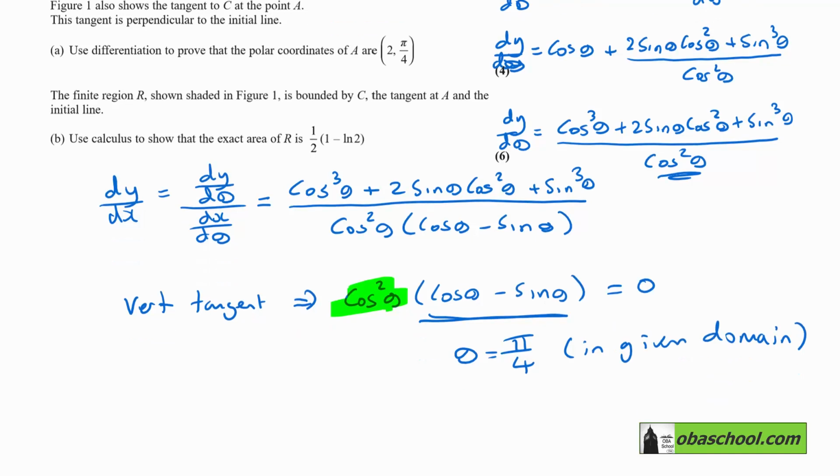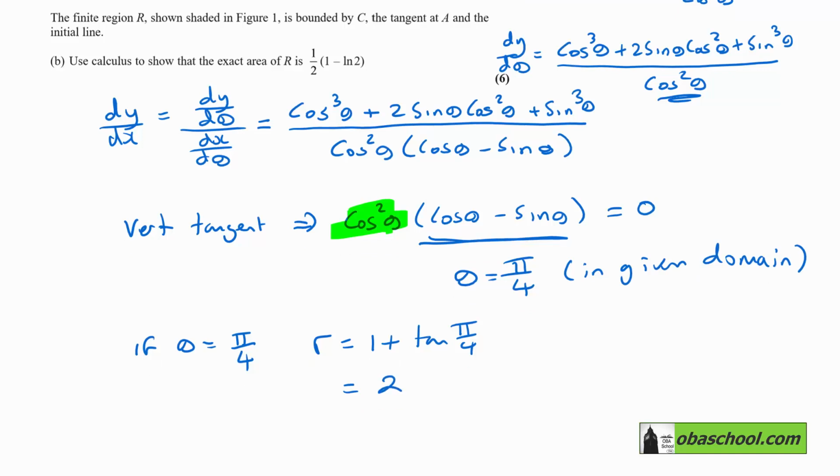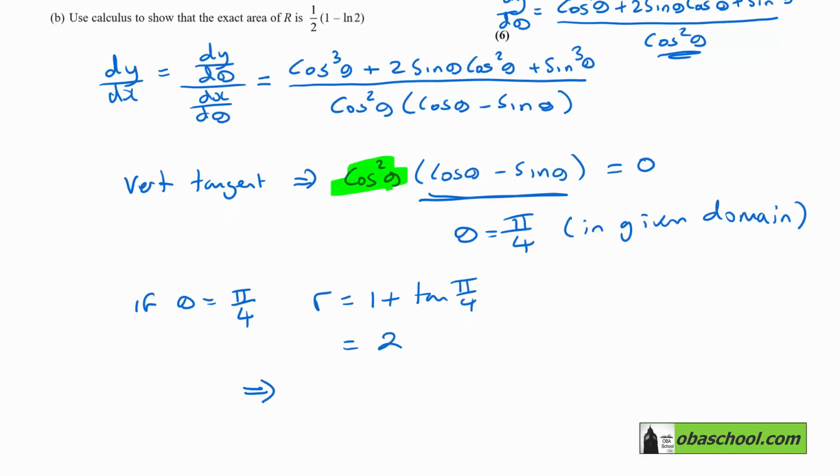And so, if theta is equal to pi by 4, we get that r is equal to 1 plus tan pi by 4. Tan pi by 4 is 1, so that is equal to 2, and that implies that our point is (2, pi by 4) as required.